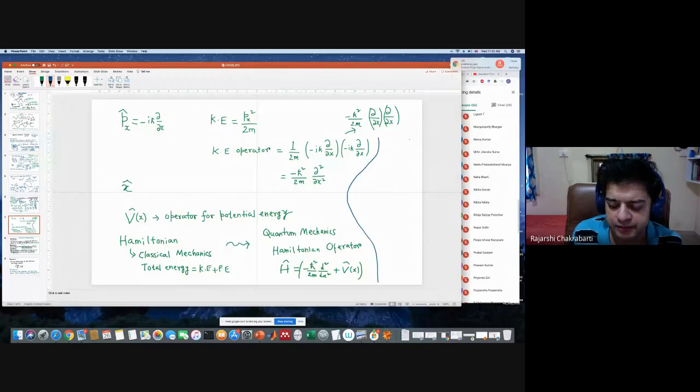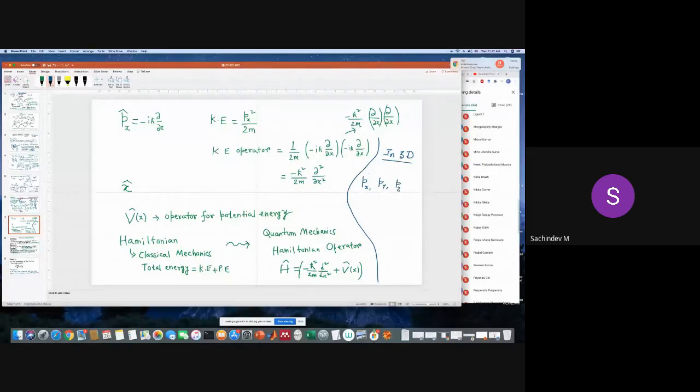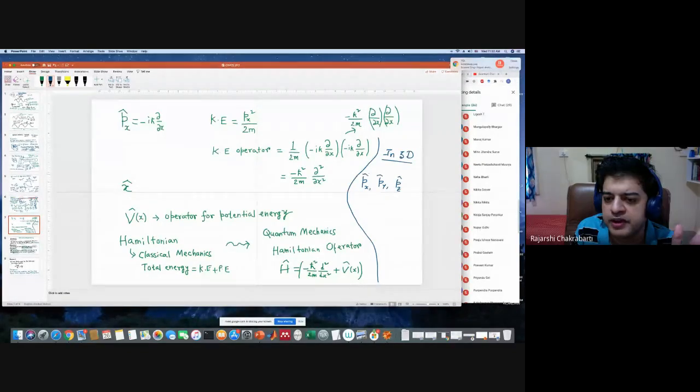So just in 3 dimensions, what do you get? What is the momentum operator? Any idea what the momentum operator is? It will have 3 components, isn't it? It will have px, py, and pz. Okay. And the px is obvious. It is going to be minus i h cross del by del x.